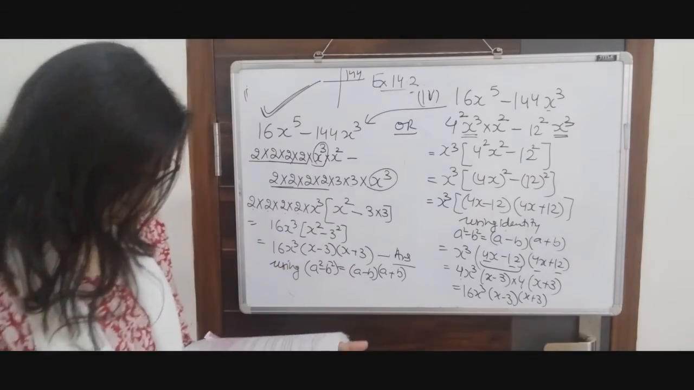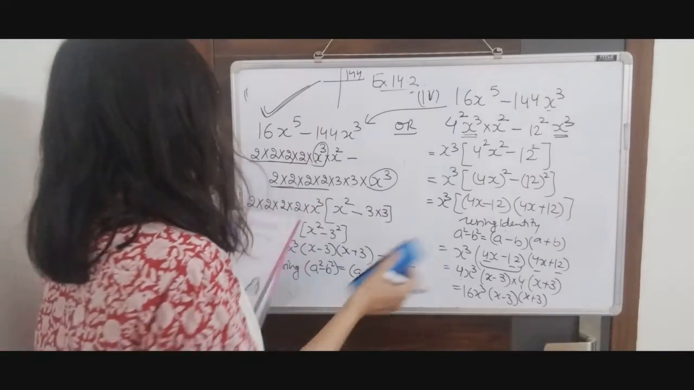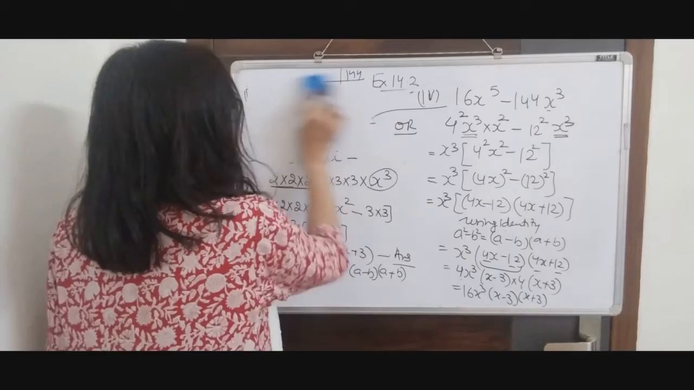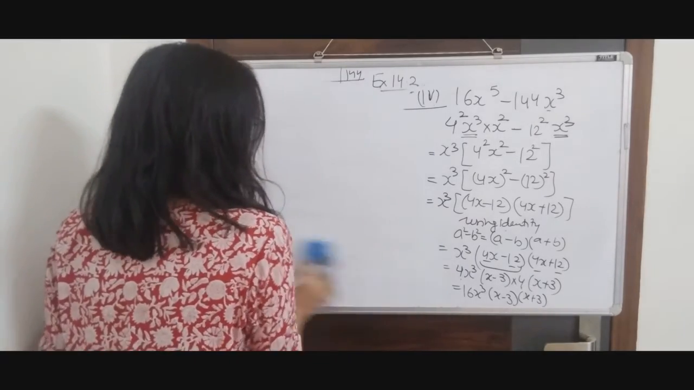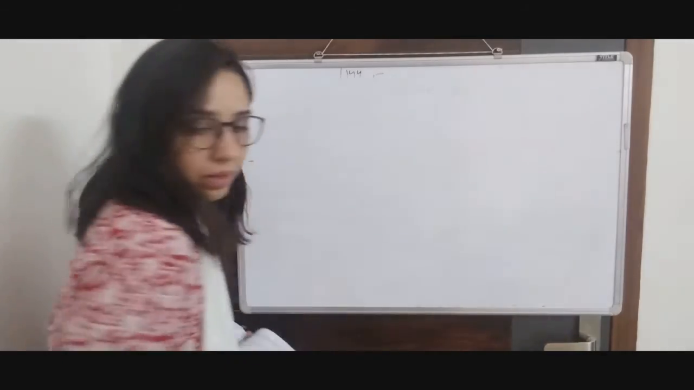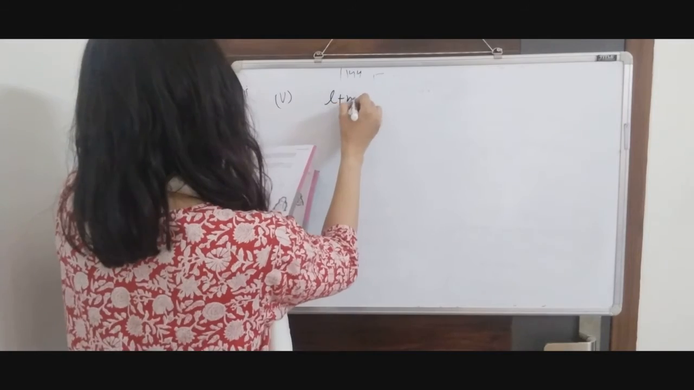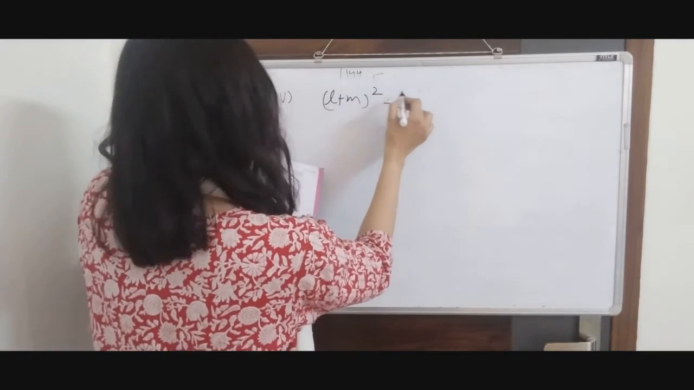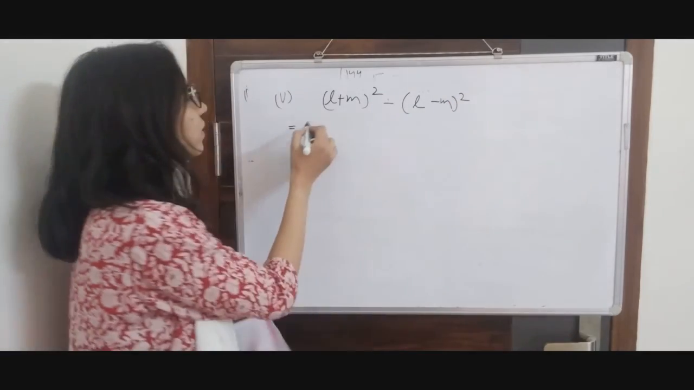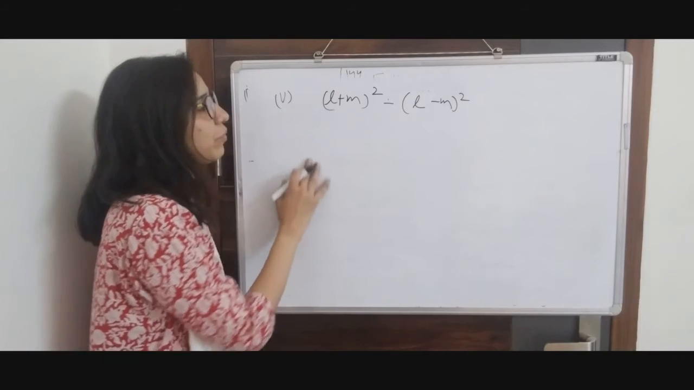Next is the fifth one, which is (L plus m) square minus (L minus m) square. We will not open the square; we have to use the identity.